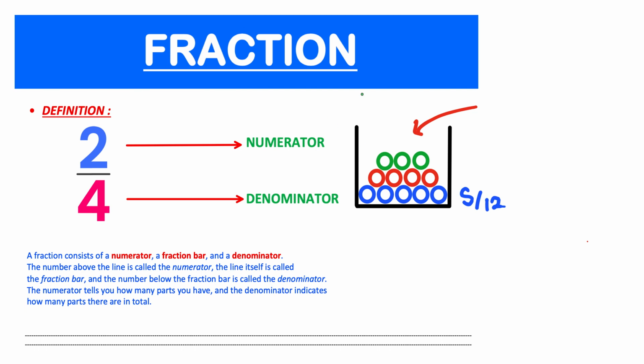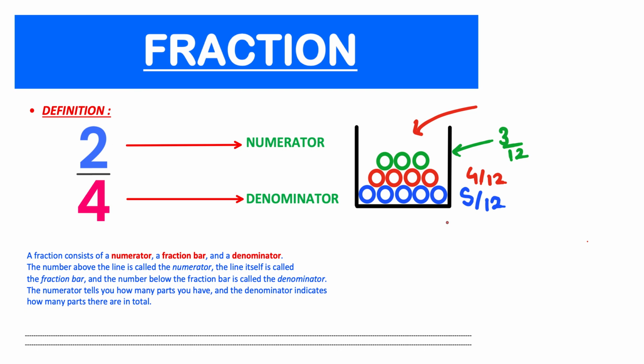Now the same person is asking, what about the green? I will say the green rings will be 3 out of 12. And now what about the red? The red rings are 4 out of 12. So what exactly are this 3 out of 12, 4 out of 12 and 5 out of 12 representing? They are representing the number of blue rings or green rings or red rings out of the total.